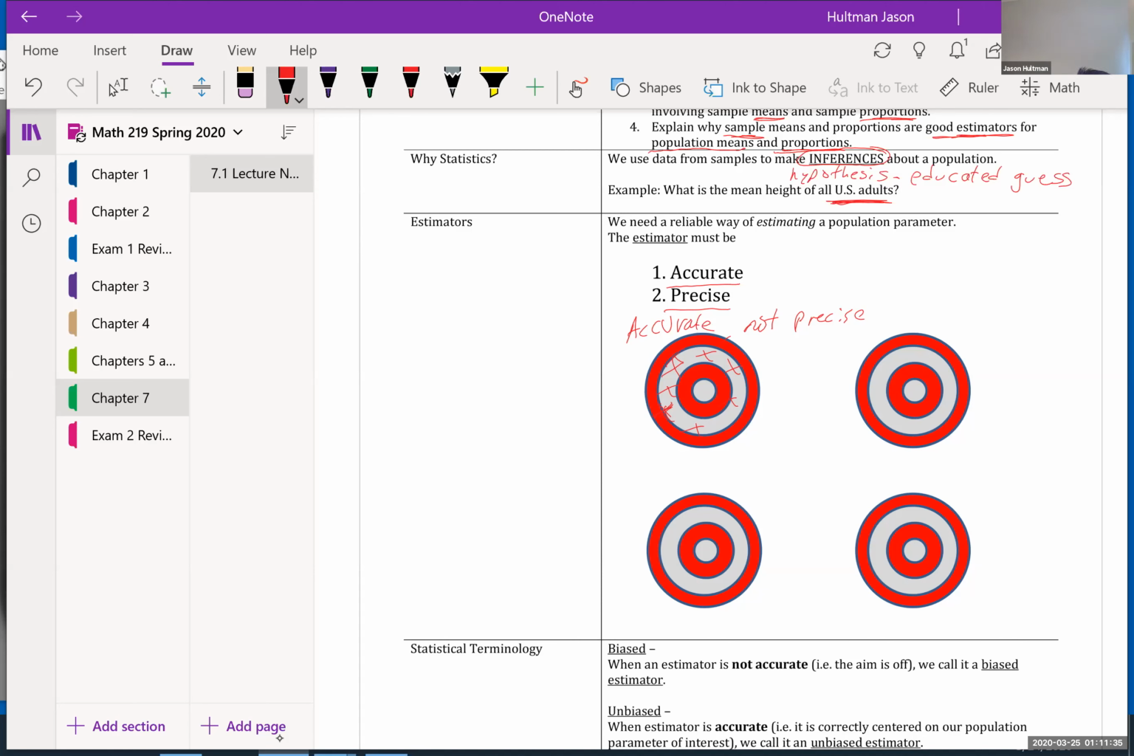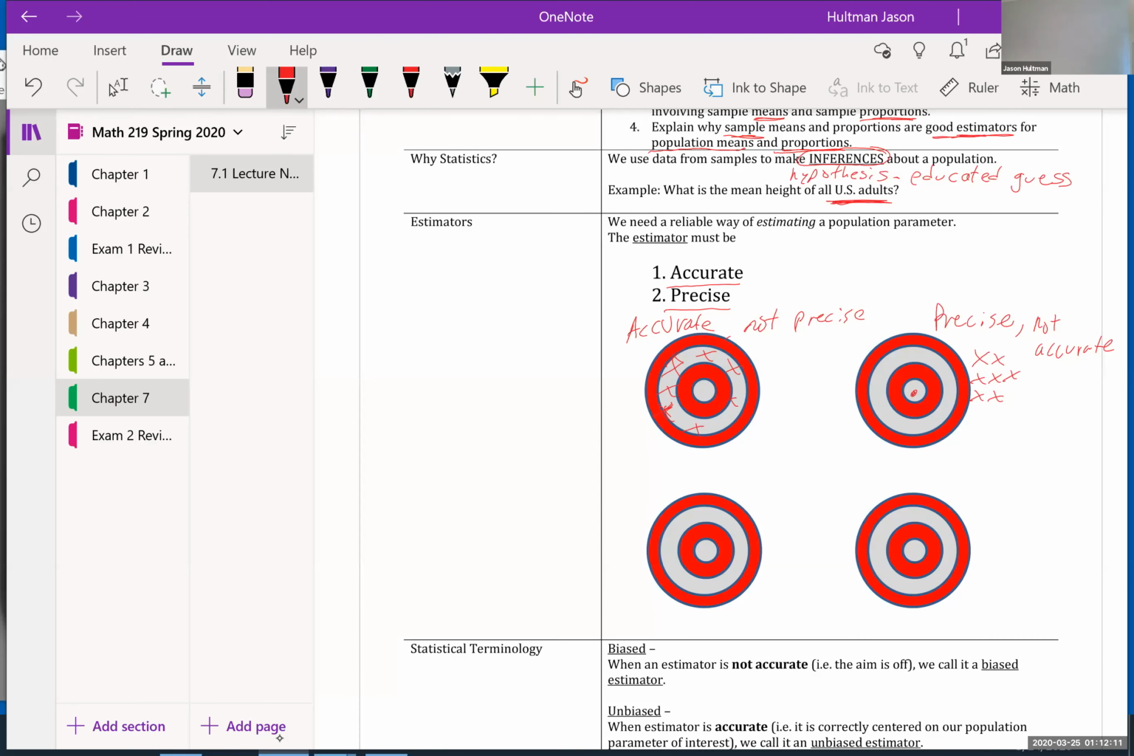Then there's precise but not accurate. What is precise but not accurate? Well, it'd be not hitting the board, but they'd all be grouped together. That's precise, but it's not accurate. We're aiming for the center here, and we're missing the mark.